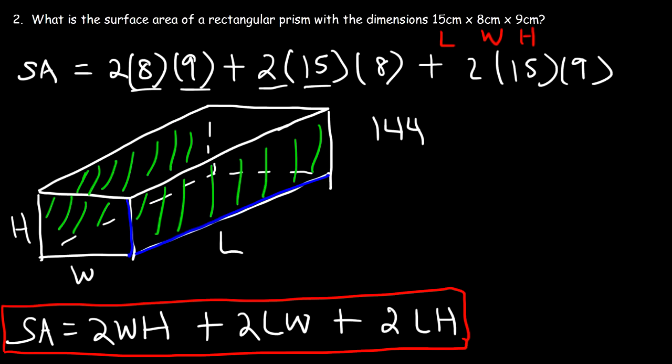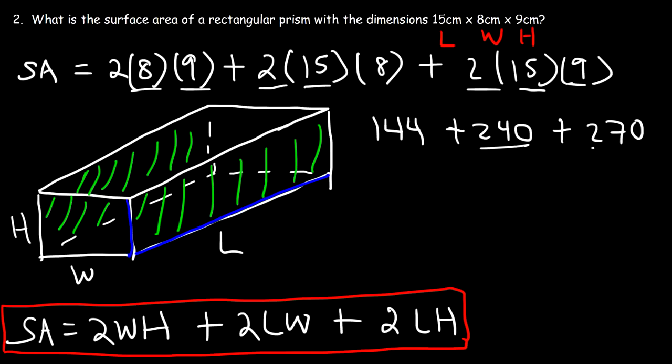And what's 30 times 8? Well, 3 times 8 is 24. If you add the 0, that's going to be 240. And here we have 2 times 15 again, that's 30. 30 times 9 is 270. So now we just got to add.